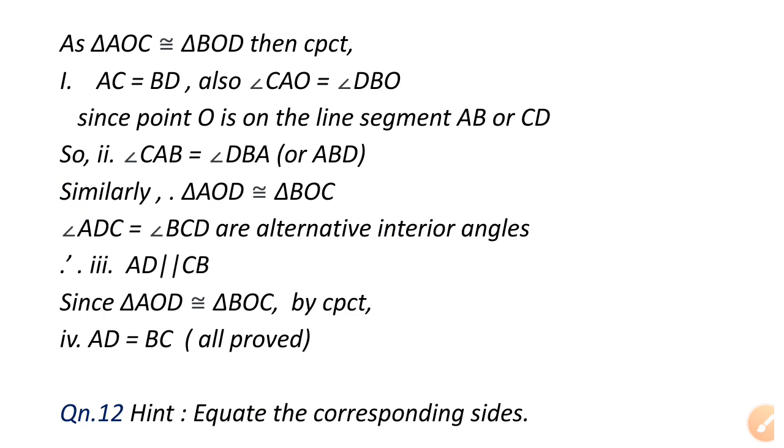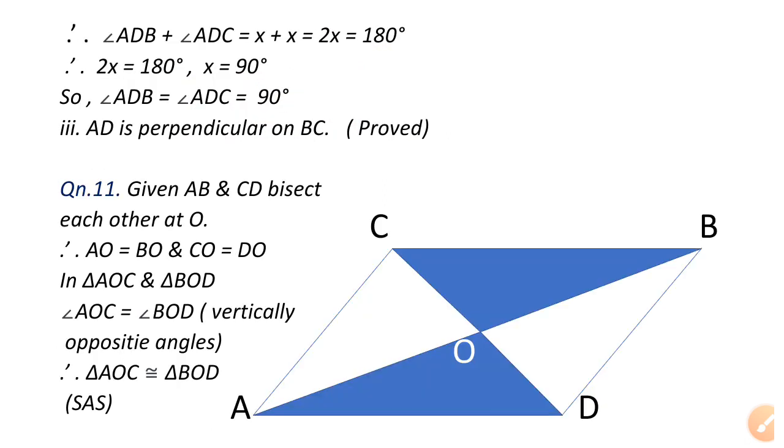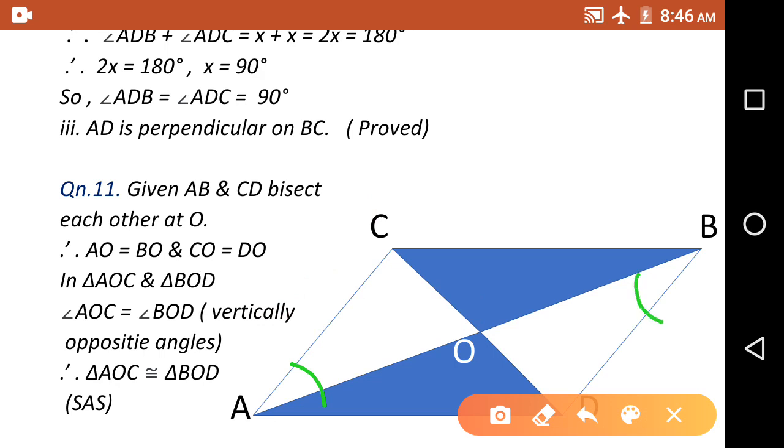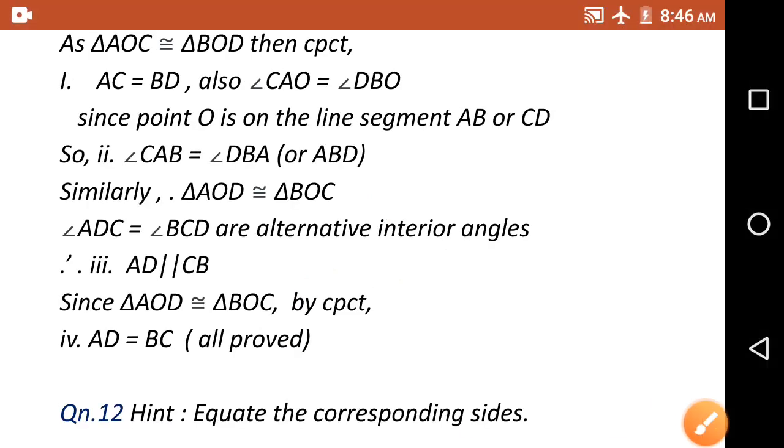So see, the first bit that we have to prove, as we have found AOC is congruent to BOD, so the first bit AC equal to BD is also proved. And also we can say by CPCT, that means the corresponding angles are also equal. CAO is equal to DBO, this angle is equal to this angle.